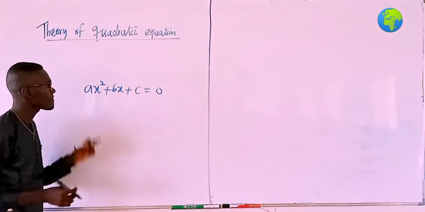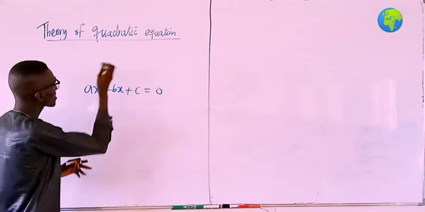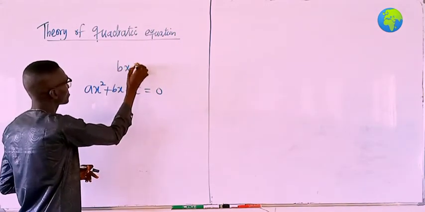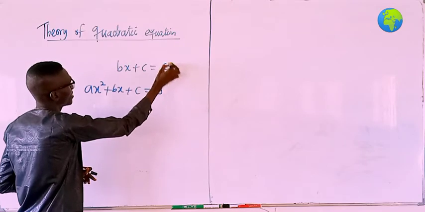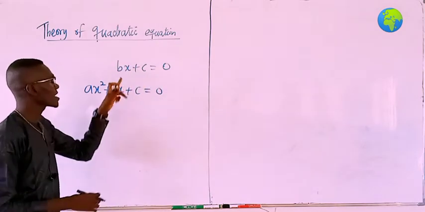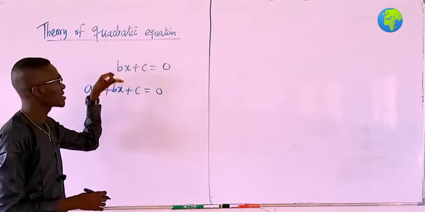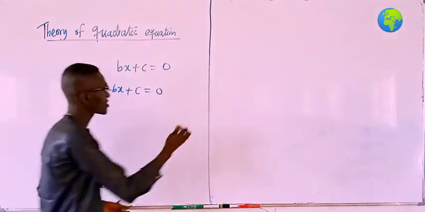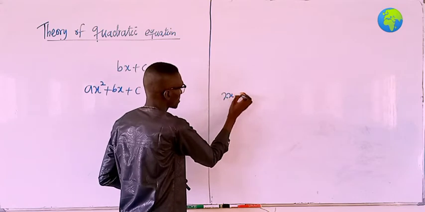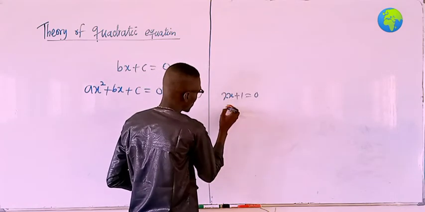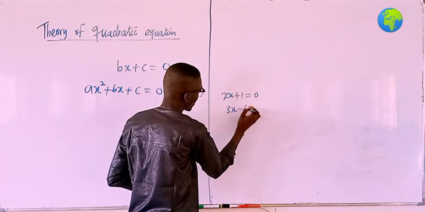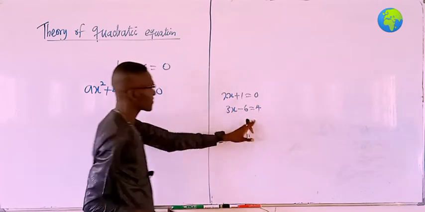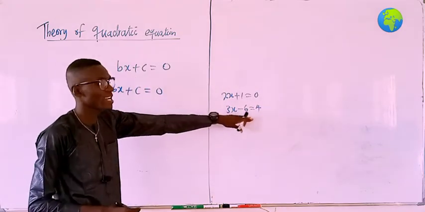You can see that the power of x in this... Oh, before talking about this, let me talk about the linear equation. bx plus c equals, let's take this to be 0. You can see that this is power what? Power 1, right? This is just a linear equation. Examples of this kind of equation include, let's say, 2x plus 1 equals 0, 3x minus 6 equals 4. All these kinds of equations are what we call linear equations.